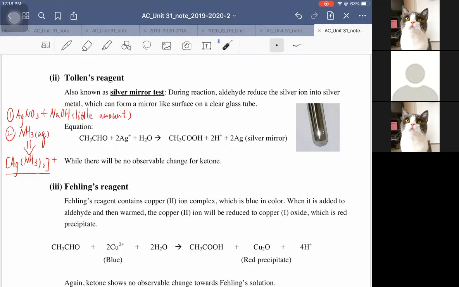This one, that's the active substance that would distinguish aldehyde from ketone. So for this complex ion, because ammonia is neutral, carries no charge, and silver ion carries 1+, overall, this complex ion should carry a positive charge. Okay? So again, let's watch the video.